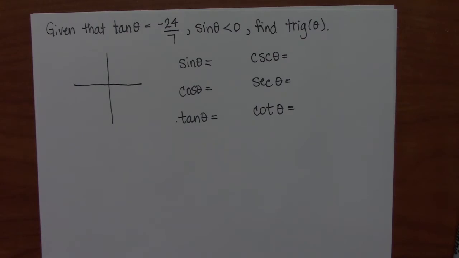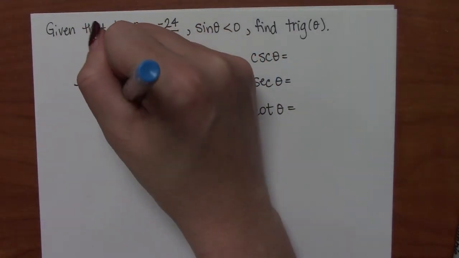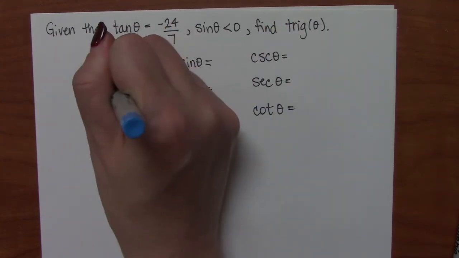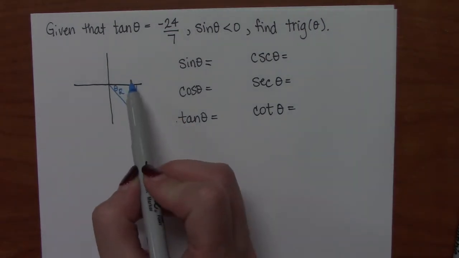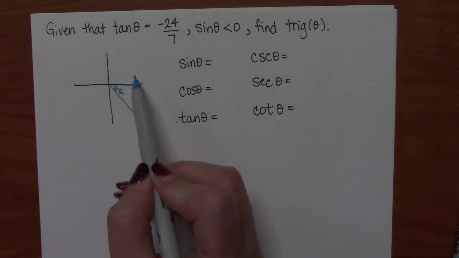If I had said sine is positive, we would have been in quadrant 2 because sine are the y values, and that would have been where they're both true, okay? So that means we're in quadrant 4. So here's our reference angle. The entire angle theta is in standard position and is actually all the way around here.